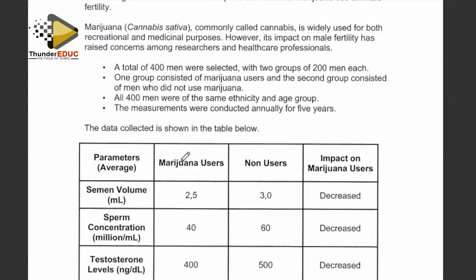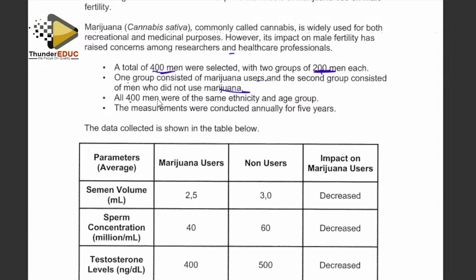We got the next question. Marijuana, cannabis. Cannabis is widely used for both recreational and medicinal purposes. However, its impact on male fertility has raised concern among researchers and healthcare professionals. A total of 400 males were grouped into two groups of 200. One group consists of marijuana users. The second group consists of men who did not use marijuana.